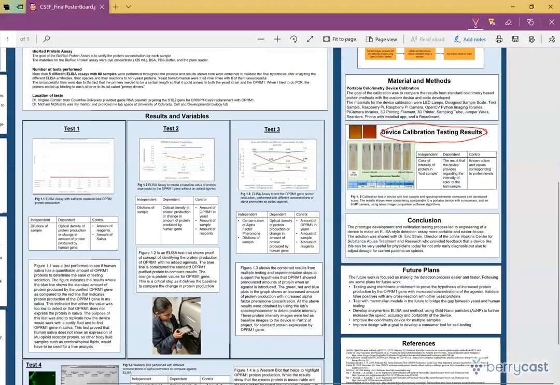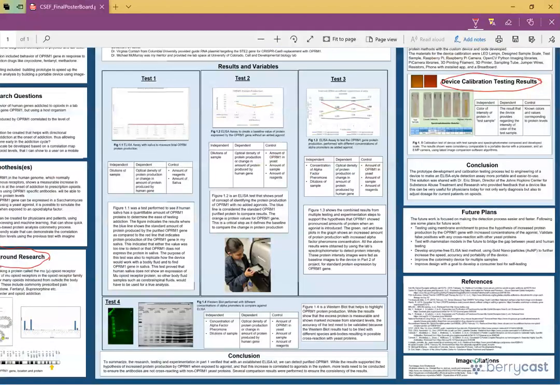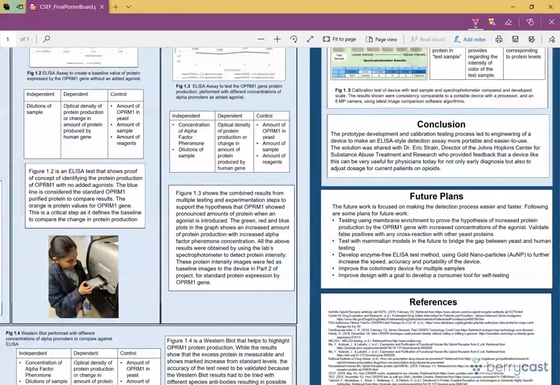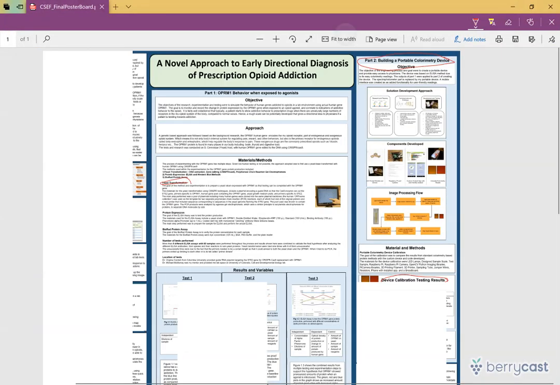So moving on to my future plans, along with future testing, I also want to look at enzyme-free ELISA test methods using gold nanoparticles to further increase the accuracy and the speed of the test and the device. So that overall is my research project this year.